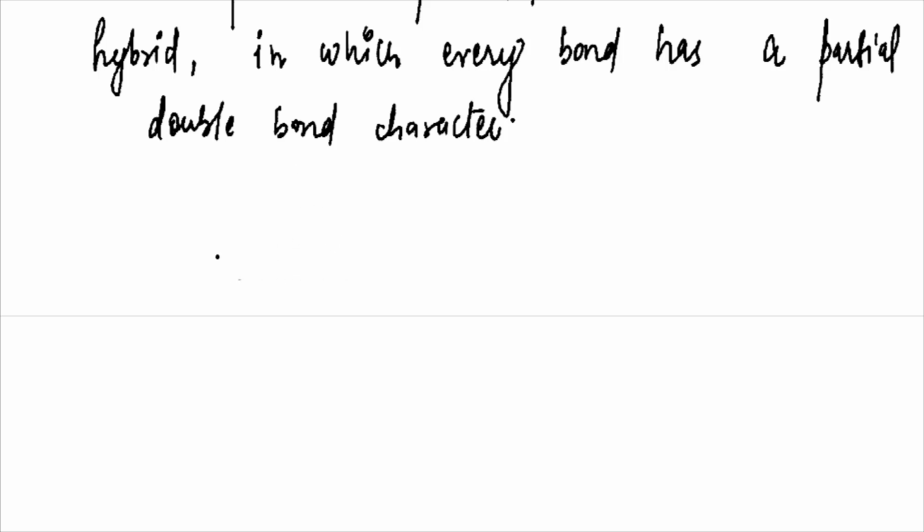So let me just draw the structure of graphite. It has a layered structure. It looks something like this. Let me just draw it first.